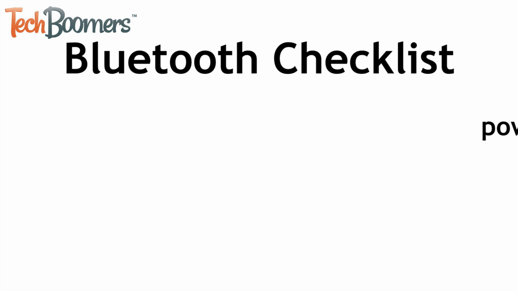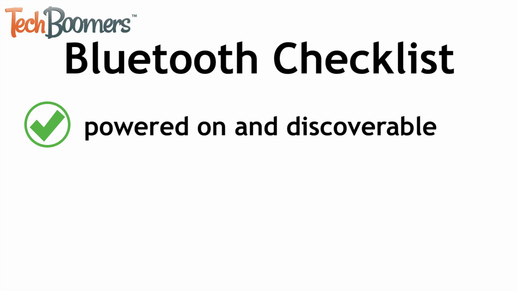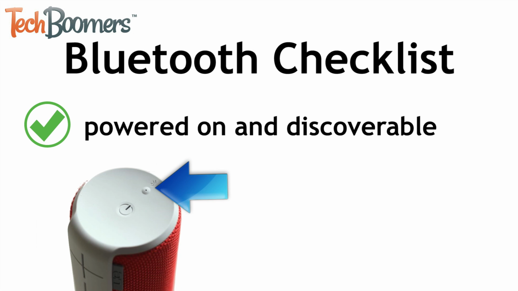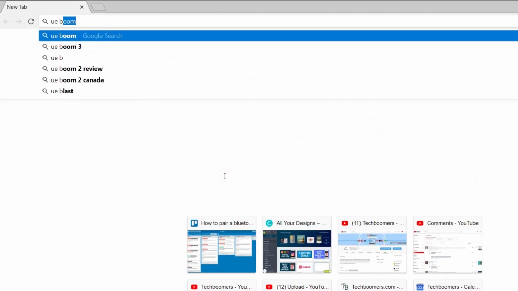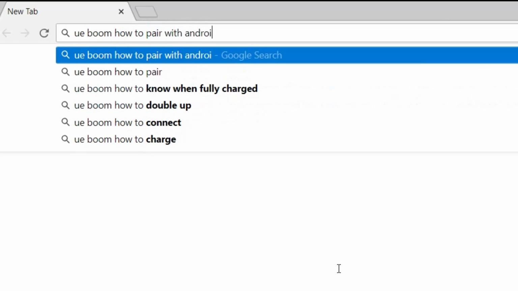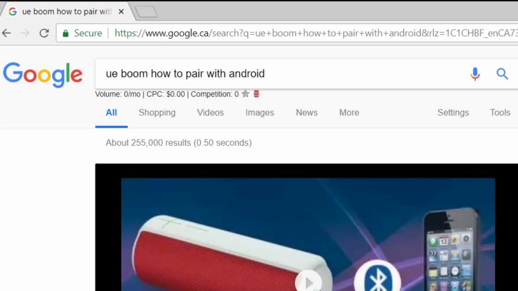Now, make sure the Bluetooth device you're trying to connect is powered on and discoverable. Your Bluetooth device may have a specific button to activate pairing mode, or you might have to hold down another button if there is no specific pairing button. If you're not sure, try typing in the name of your device and how to pair with Android into Google to figure out how to pair them.